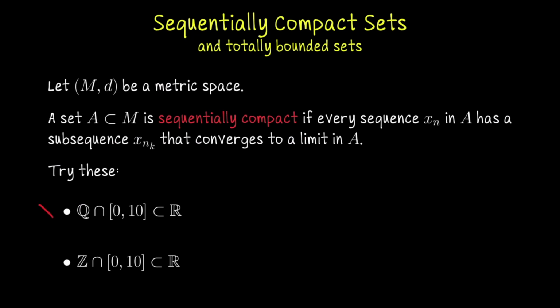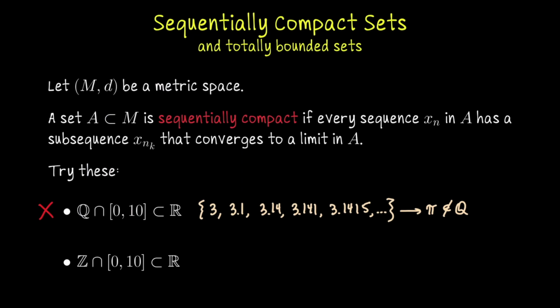All right, this bounded set of rational numbers is not sequentially compact. And here's an example. Consider the sequence of rationals 3, 3.1, 3.14, 3.141, 3.1415, etc. This is a list of rational numbers between 0 and 10, so this is a sequence in the set. However, this sequence converges to pi, which is not rational. Since the original sequence converges to pi, all possible subsequences will also converge to pi, and since pi is not a member of the set, we conclude this example is not sequentially compact.